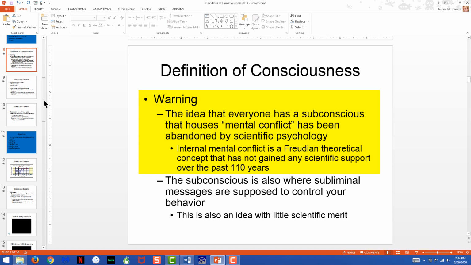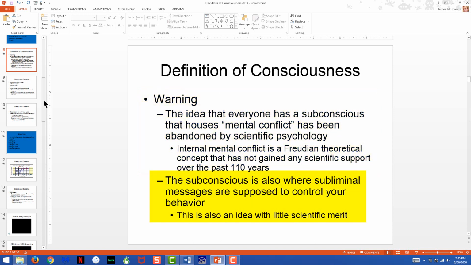Now keep this in mind. So you're proposing mental conflict of some sort. I want this, but I don't want this. And that occurs without you being aware of it. So it's below your level of consciousness, so-called subconscious, and it has a grand effect on your behavior.